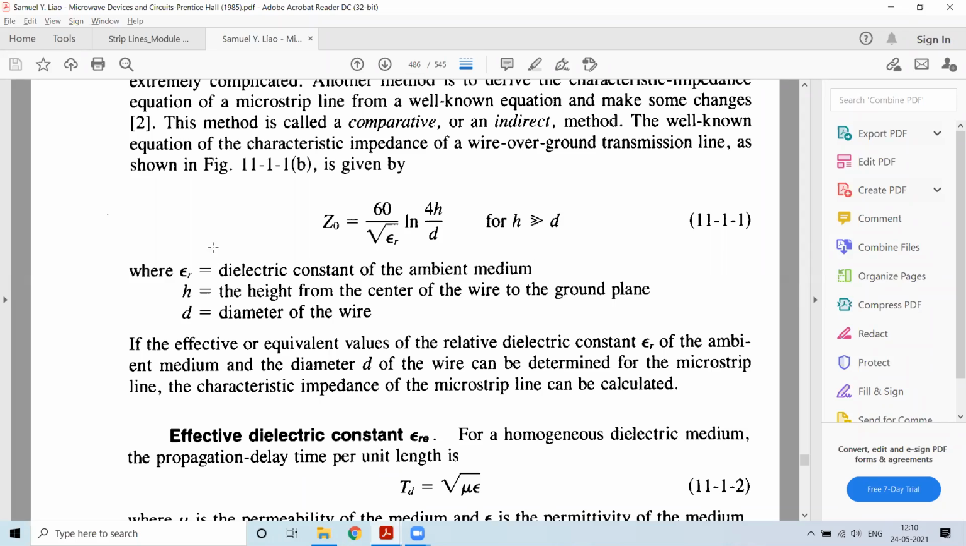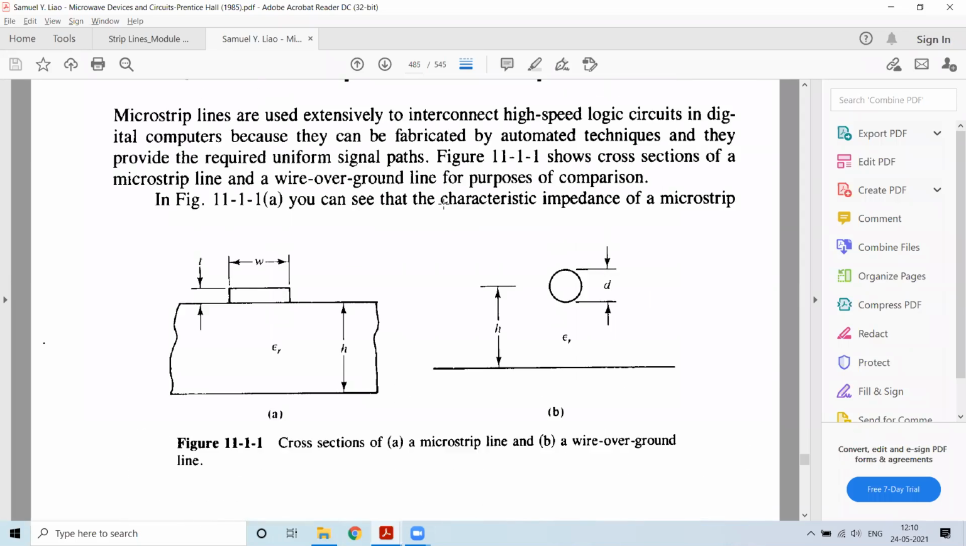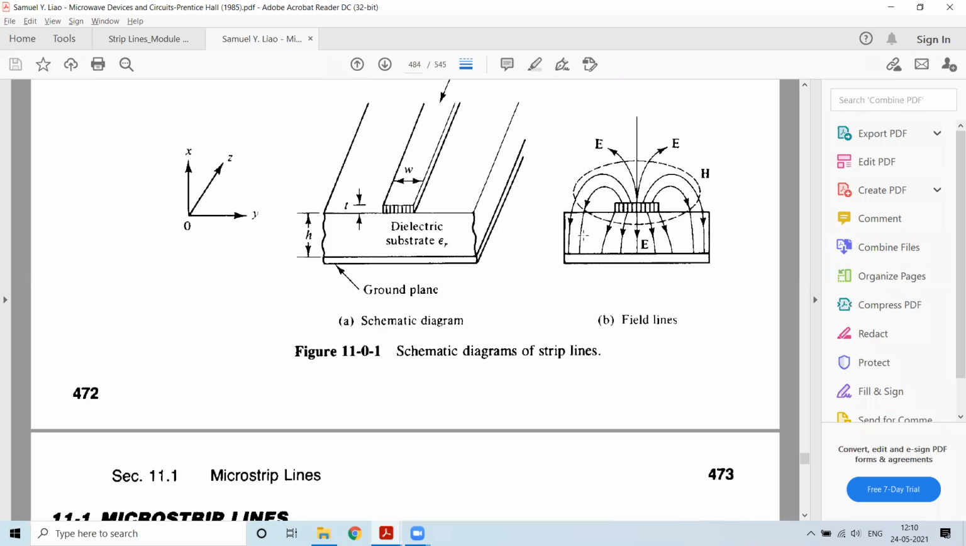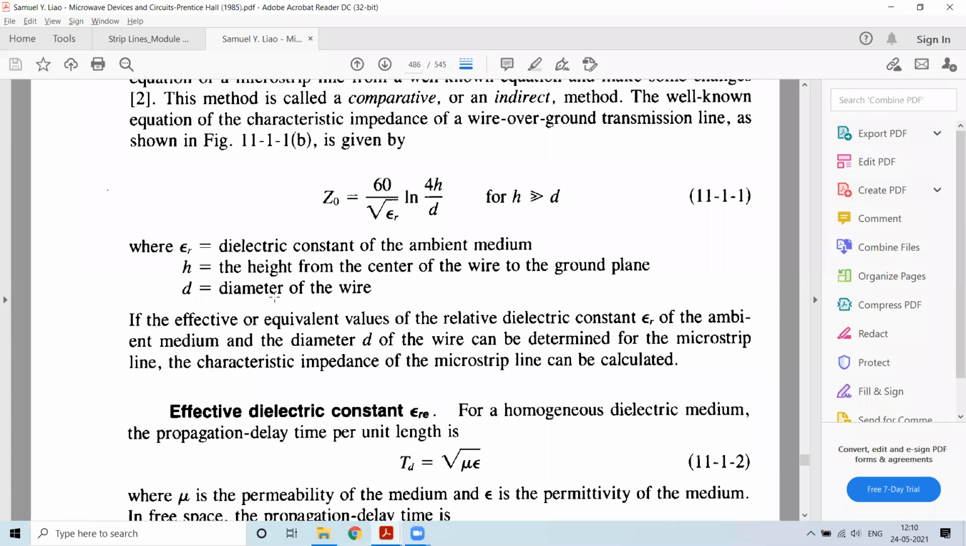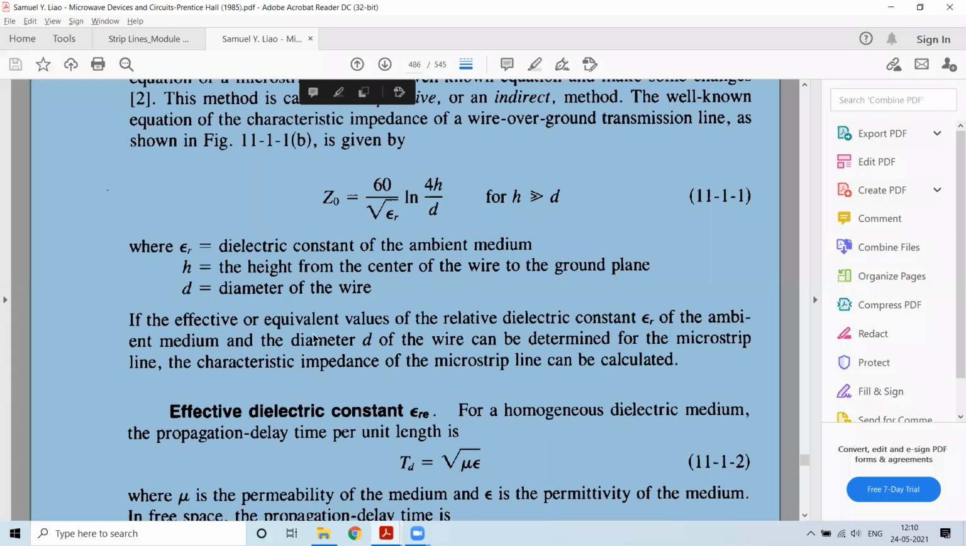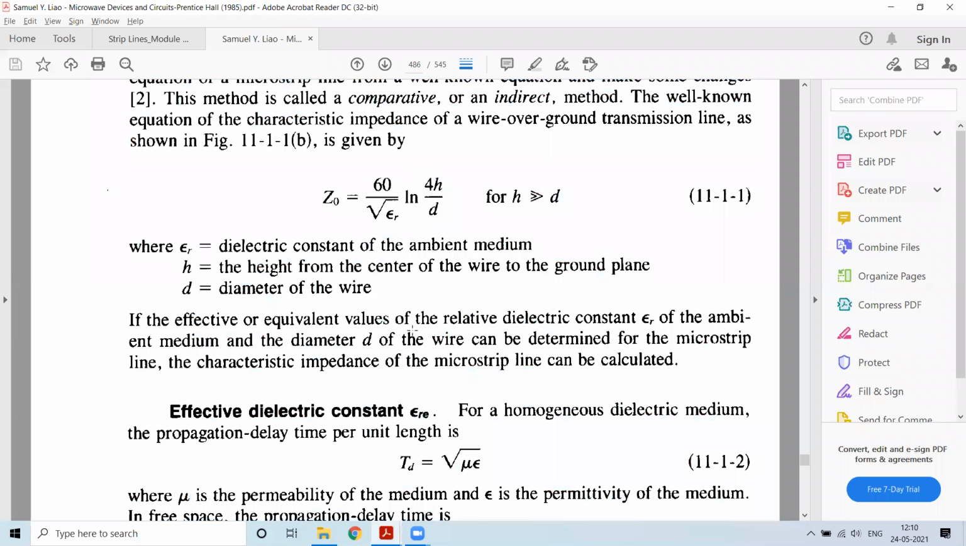Now here, we make some changes in epsilon r. If you observe here, what is the effective substrate that comes into existence? That is what we have to look out for. Based on that, we make changes here, and we see what the Z naught for the microstrip line is based on the comparative method.